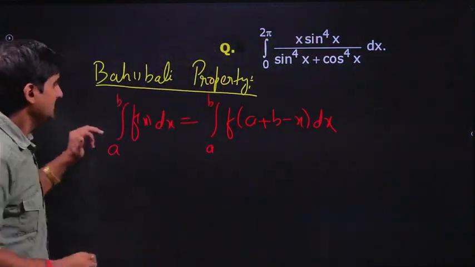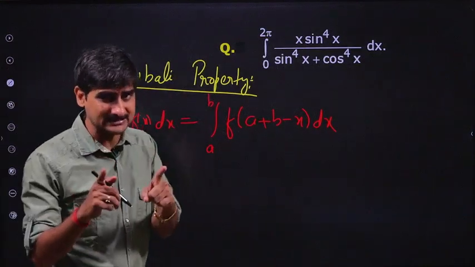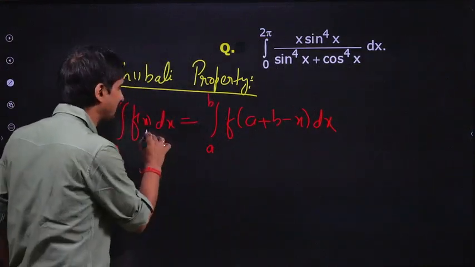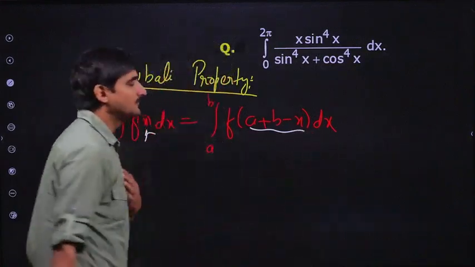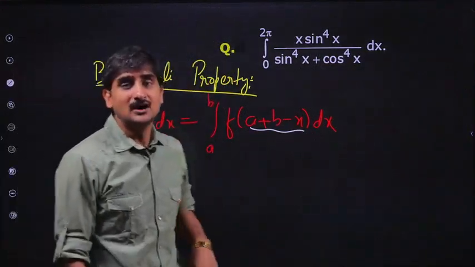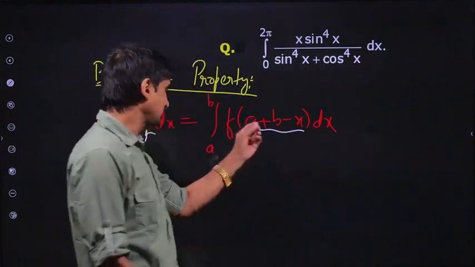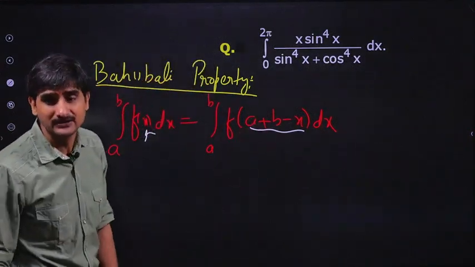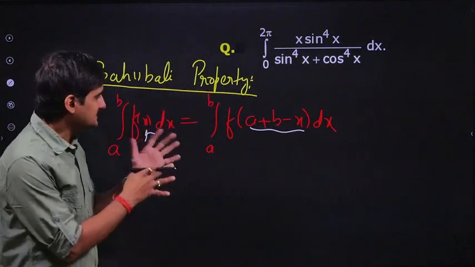So replace x, the variable of integral, wherever you have it, by the sum of the limits minus the variable. Okay, so replace x wherever you have by a plus b minus x, बच्चों. Okay, so that's your Bahubali property.